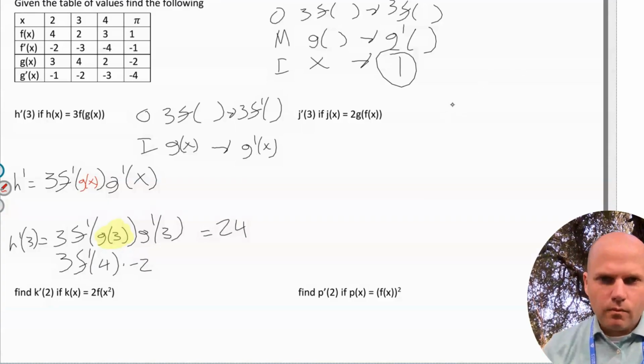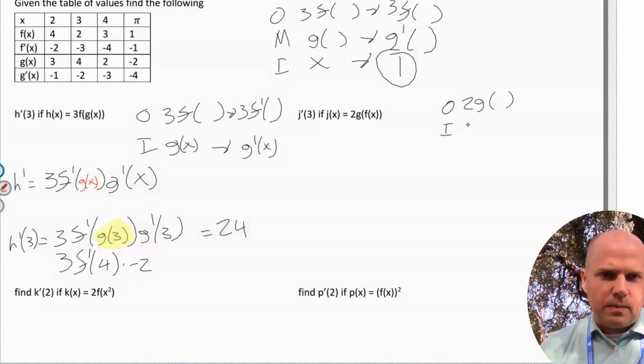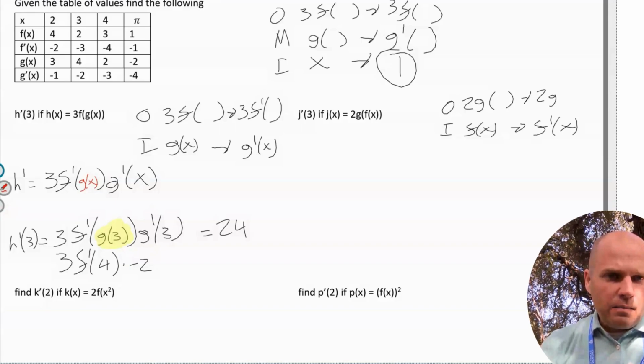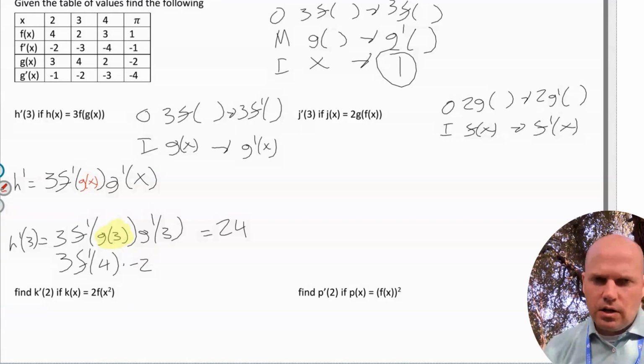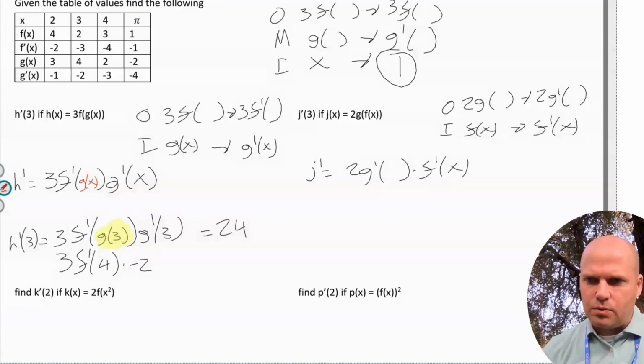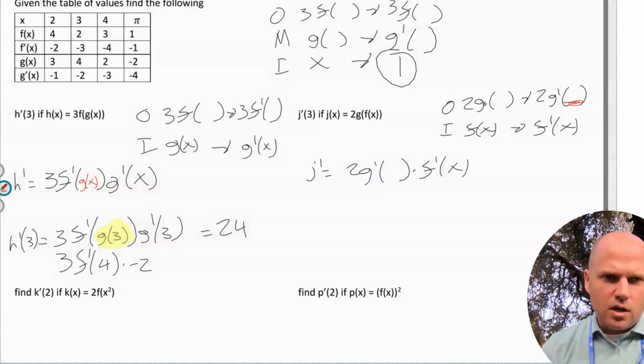Cool? Again, you could OMI it if you're not comfortable. But after you've done it a couple times, you realize the M and the I are not necessary because I's derivative is just going to be 1. So J prime is 2g prime parentheses times f prime of x. Again, it's like slopes. What started in the parentheses stays in the parentheses. What started in the g was the f of x. And now we work inside out with the composition. It's nice to have a nice data table.